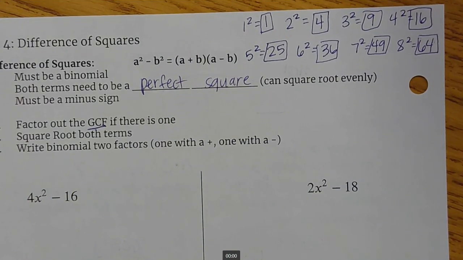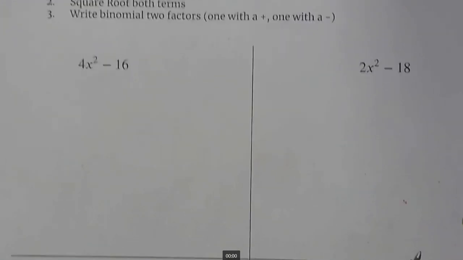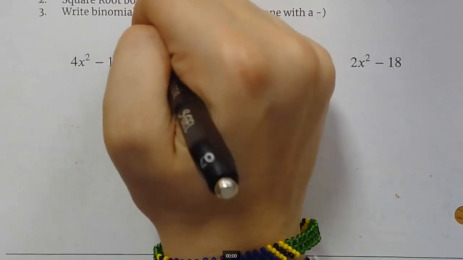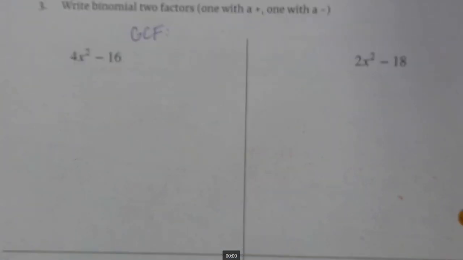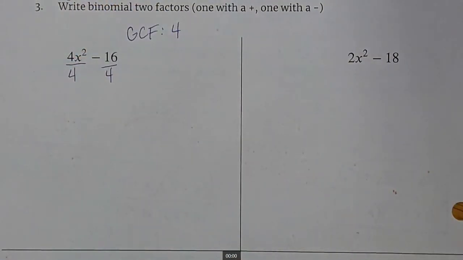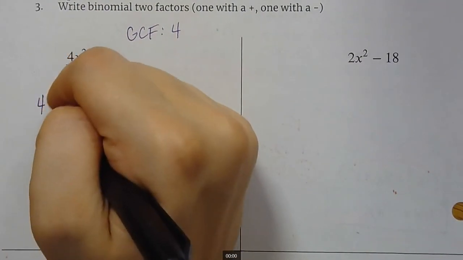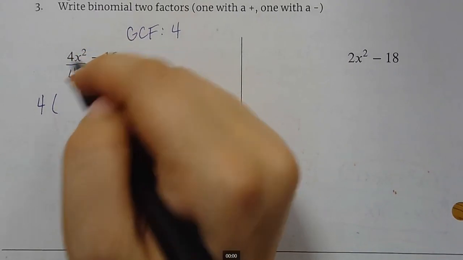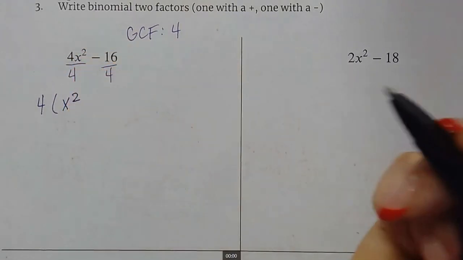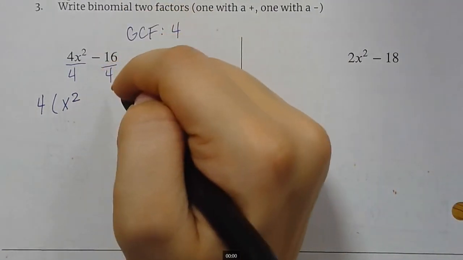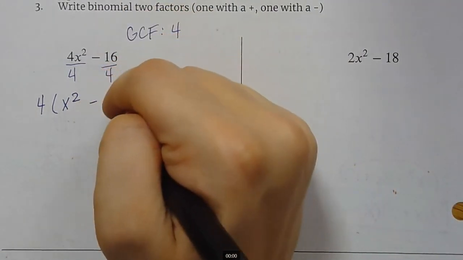Once we do one, it makes a little bit more sense. So 4x squared minus 16. First check, is there a GCF? 4. I can take a 4 out, right? So I'm going to divide both terms by 4. So that's 4 parentheses. 4x squared divided by 4 is just x squared. Negative 16 divided by 4, what is that? Negative 4, okay?